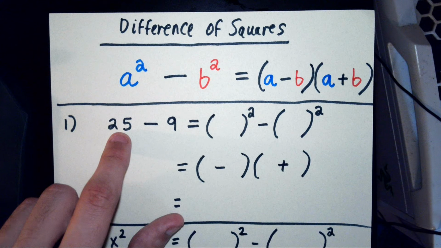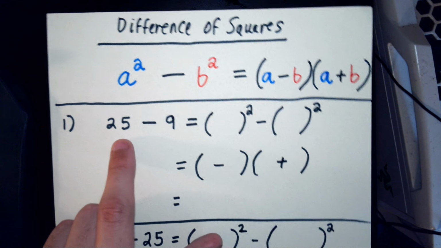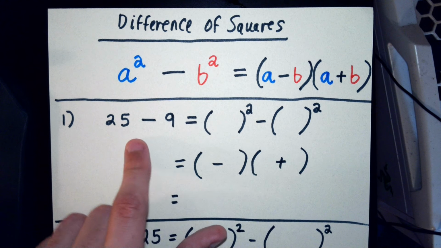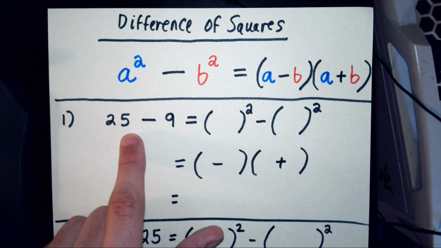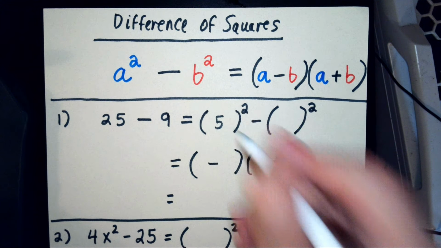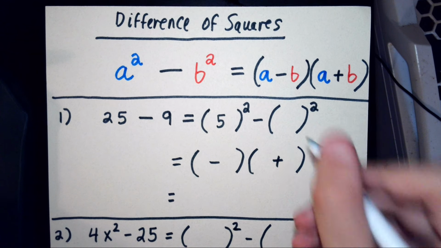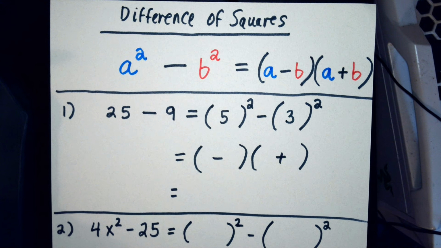We can actually, instead of working with polynomials, just work with numbers. So here we'll start with 25 minus 9. We begin by thinking of what 25 is as a perfect square. Well, if we take the square root of 25, we get just 5. So 25 is 5 squared. Similarly, if we take the square root of 9, we just get 3. So 25 minus 9 is 5 squared minus 3 squared.